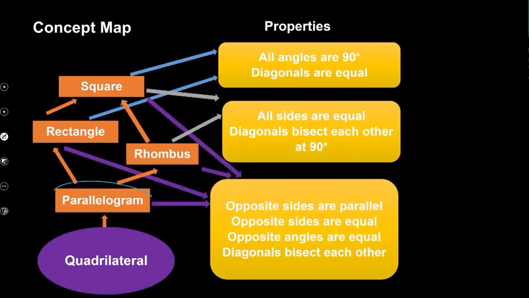Now, what do we know about this? With a parallelogram, our properties will be: opposite sides are parallel, number one; opposite sides are equal; opposite angles are equal; and lastly, the diagonals bisect each other.